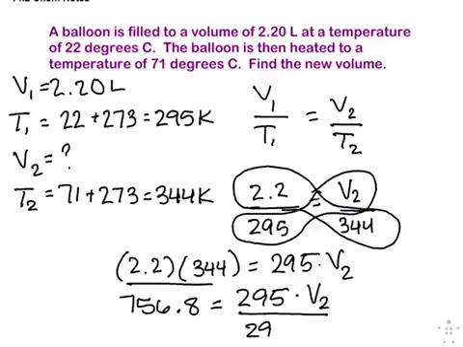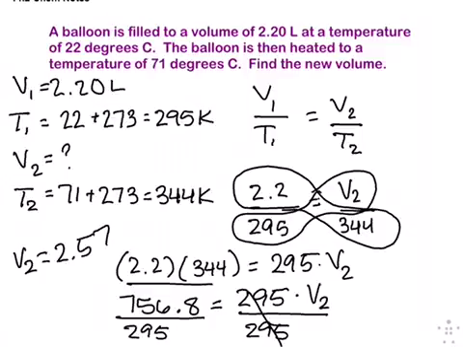By 295. That cancels out. Divide 295. V2 equals 2.57. What's our unit on that volume? Liters. Very good.